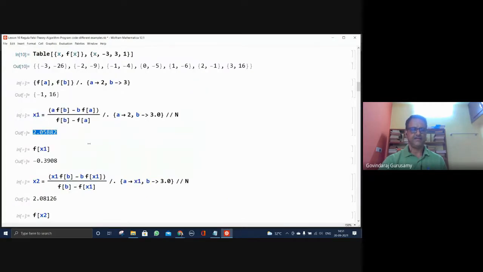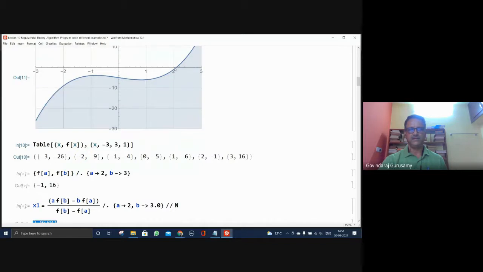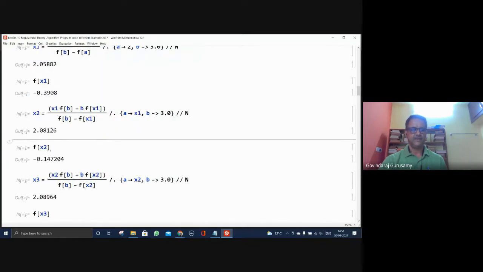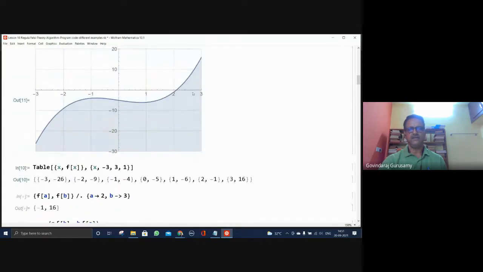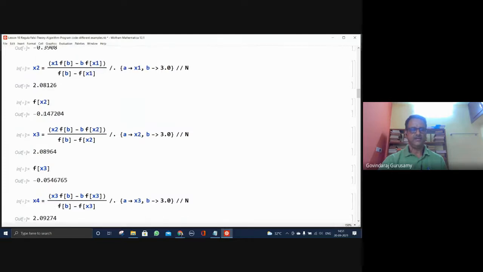That has been fixed, 2.05. So we are close to that. Next, what do you do? Find out f of x2. Again, it's negative. It's already negative, here also negative. Then where is the root going to lie? Between 2 and 3 only again. Okay, so therefore I know this parameter now. I will see what I'm going to do. x2 f of b minus b into f of x2 divided by f of b minus f of x2. See this replacement.